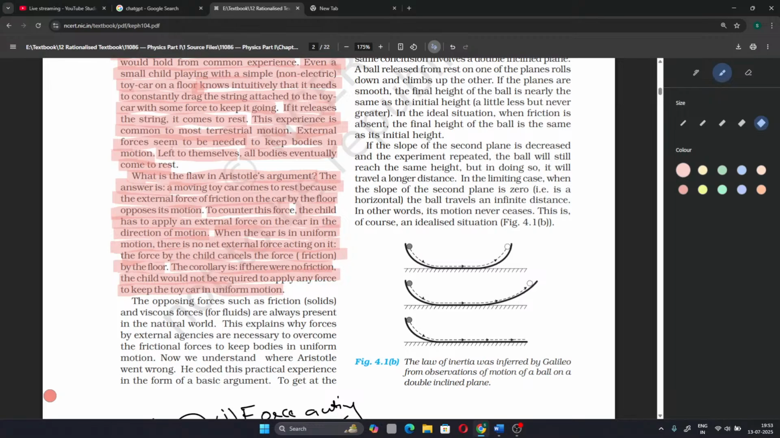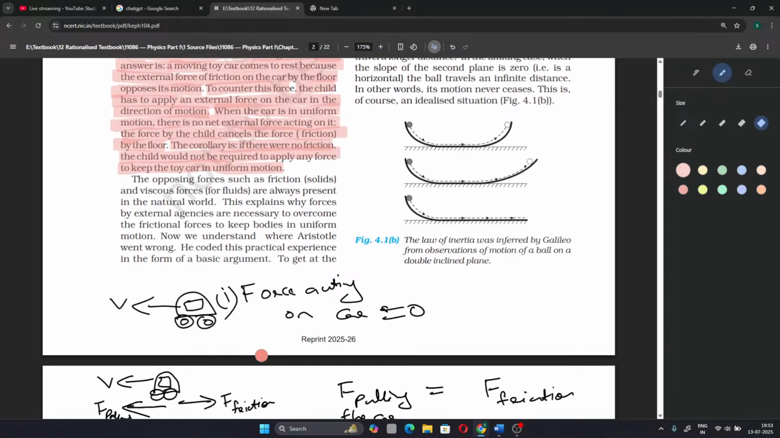Even without applying force, it will continue to move because there are no opposing forces. The opposing forces such as friction in the case of solids, and viscous forces in the case of liquids, are always present in the natural world. In the real world, we will always see forces such as friction in the case of solids. The same thing, friction in water, is called viscous force. It is kind of similar like that. These are always present in the real world.